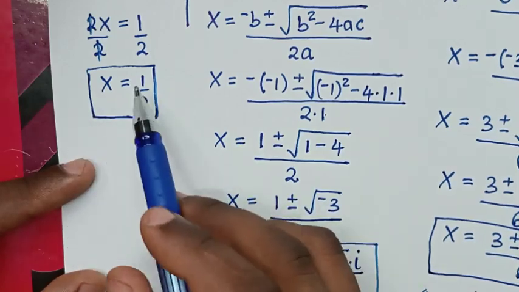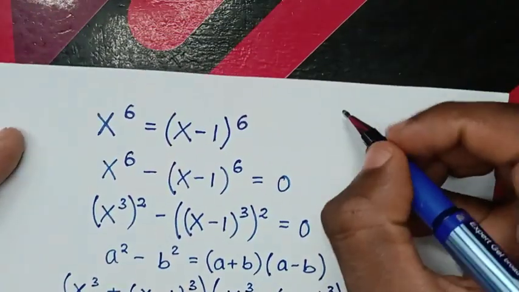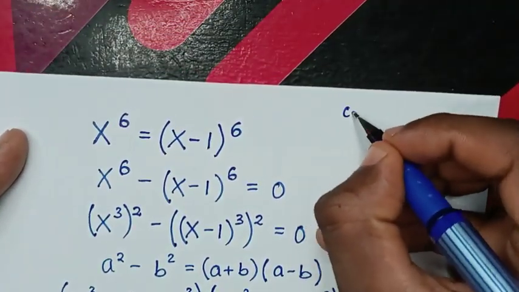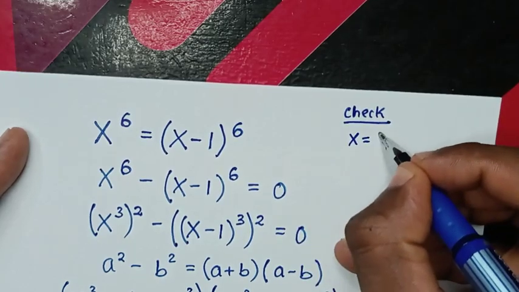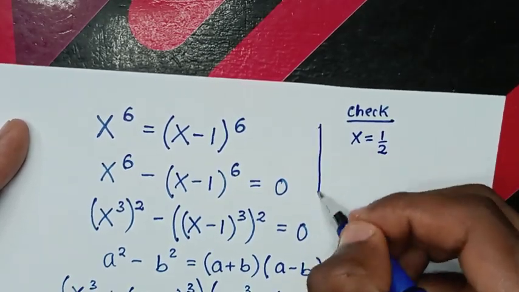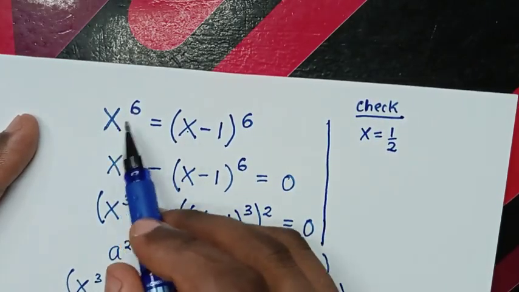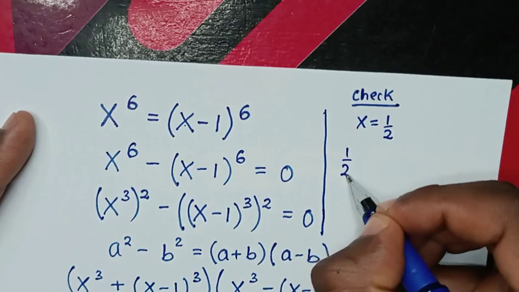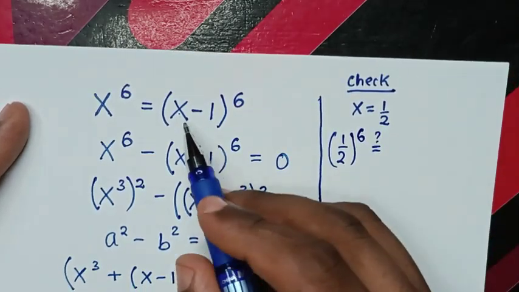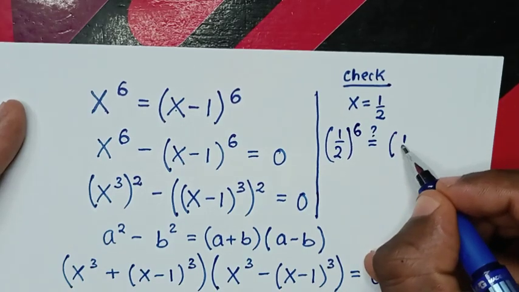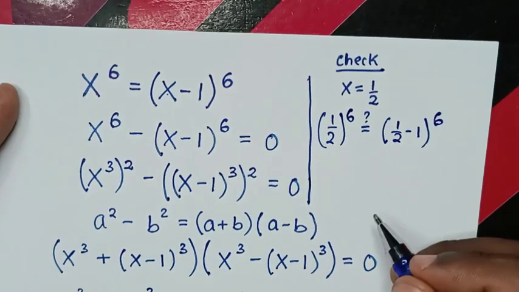Now let's check this real solution of a half. So to check, for the value of x is equal to a half, we will substitute a half into these positions of x. So it will be a half to the power of 6. So here, (a half) to the power of 6 is equal to (a half minus 1) to the power of 6.